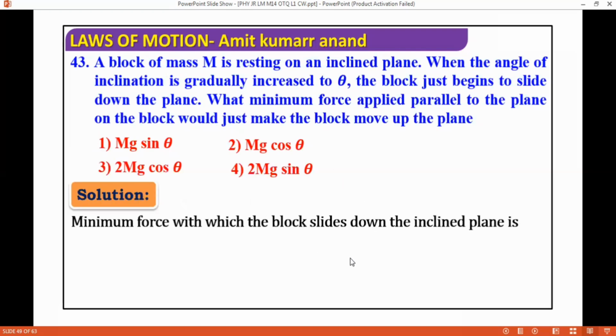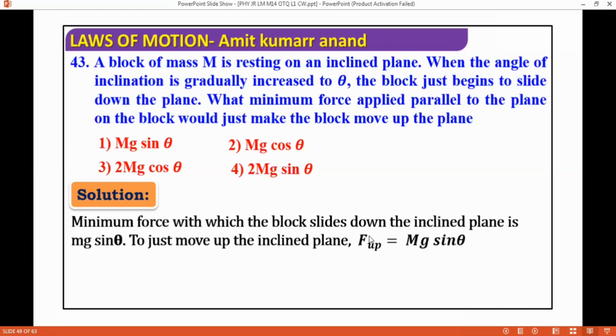The minimum force at which the block slides down the inclined plane is mg sin theta, obviously. Just to move it up, see, the question asks for the minimum force, so you will not go with 2 mg sin theta. The question is asking what minimum force applied parallel to the plane would just make the block move up the plane.